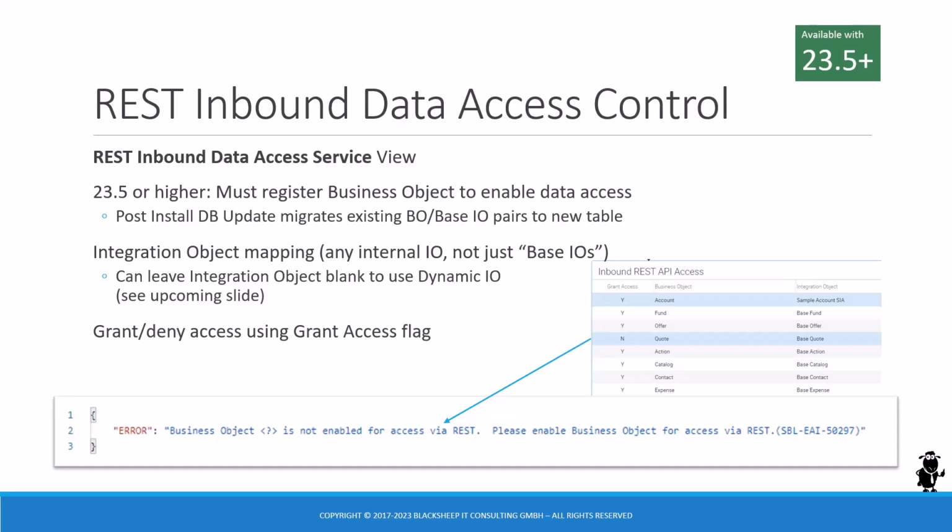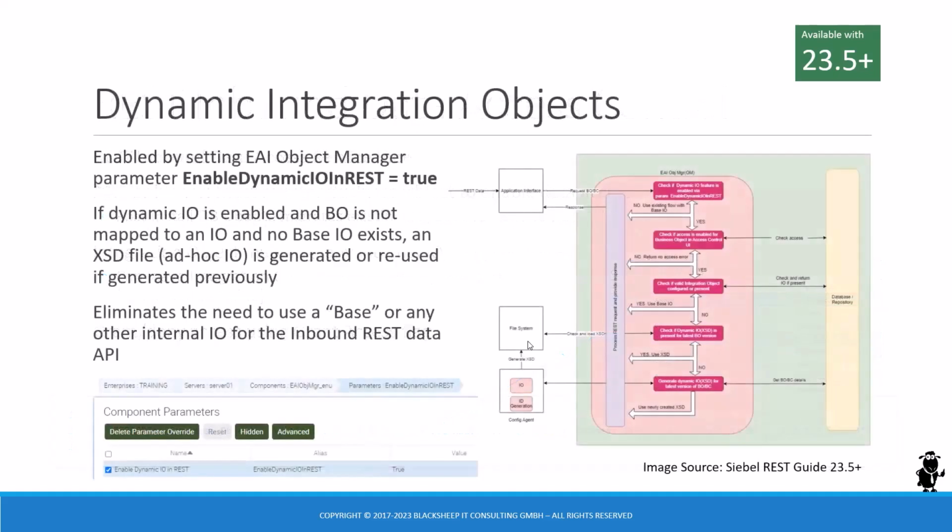In 23.5, there was a lot happening with inbound data access control, basically setting a flag per business object. So you have to register each business object and then set the flag to yes, obviously, to give it access. And then you can associate the business object with an integration object using either the base integration object or any other integration object. Must be internal, must point to a business object, or none. Leave that empty. And that is actually then using dynamic integration objects, which were also introduced in May.